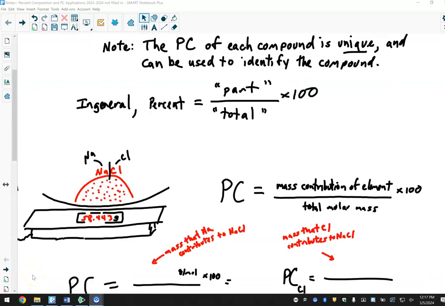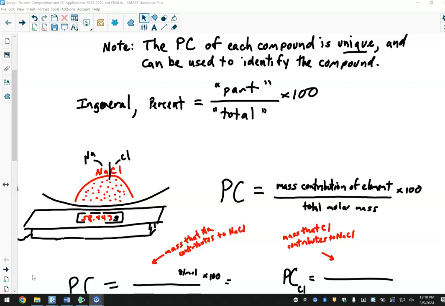So conceptually, what is this? Well, in general, any percent of anything, not even percent composition, the numerator is always a certain part, and the denominator is always a total. Right? For a percent on a quiz, it's the part you got right over the total points. Correct? So any percent is always a part over the whole. So then if you think about the mass of elements in a compound, what is going to be the part and what is going to be the total, right?